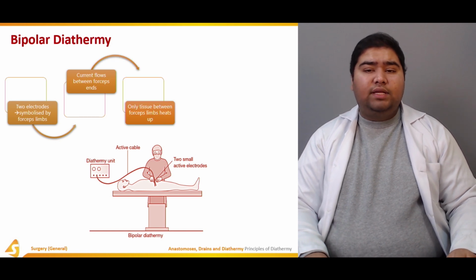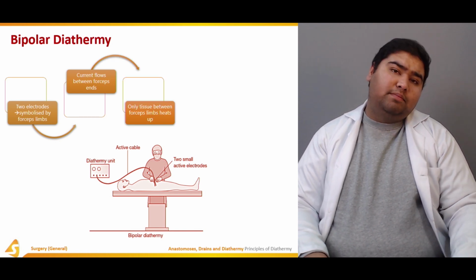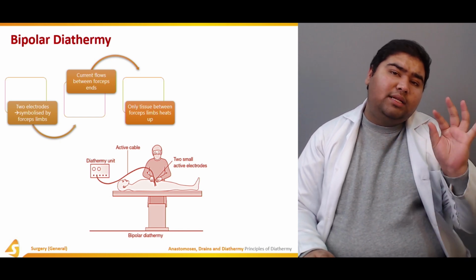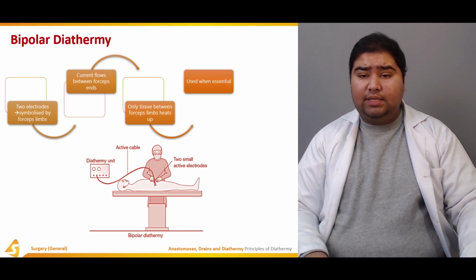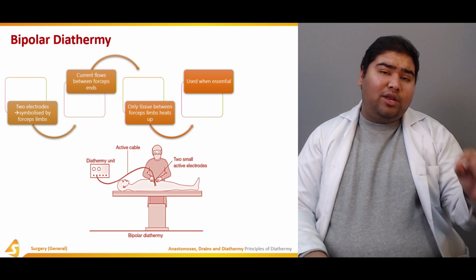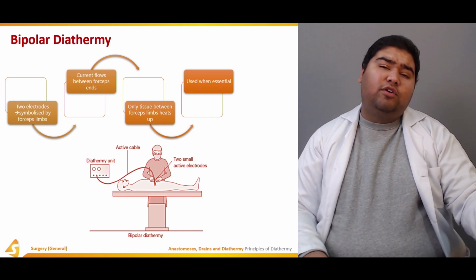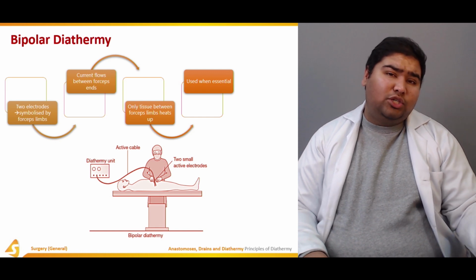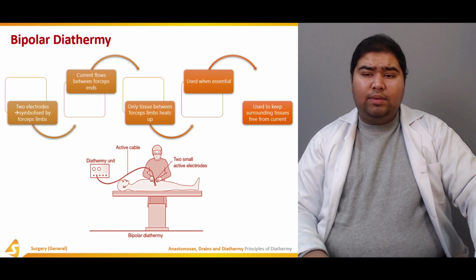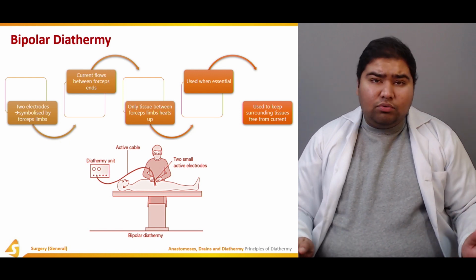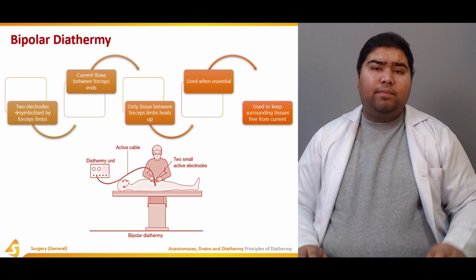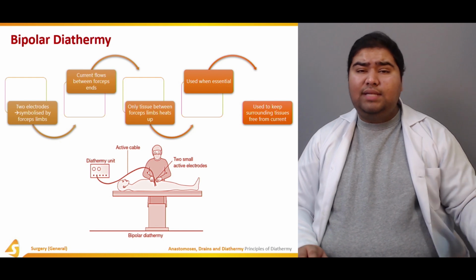Now as a result of this, only the tissue between the forceps limbs heats up. No other tissue is heating up, only the tissue which is held between the forceps. It is used when essential, that is when you have to pinpoint the use of your diathermy so that no other tissue surrounding that area is damaged. You use the bipolar diathermy. It is used to keep the surrounding area free from any current. So the use of bipolar diathermy prevents any damage to the surrounding area.